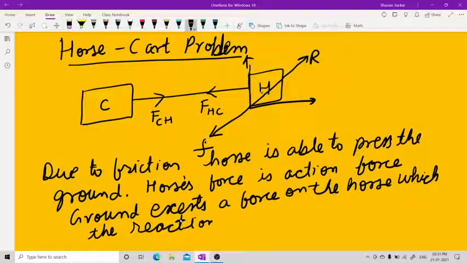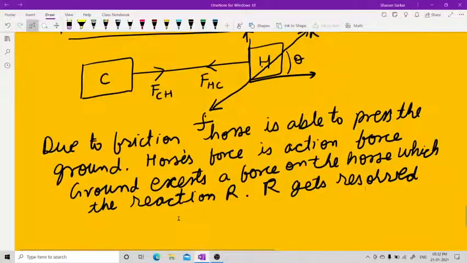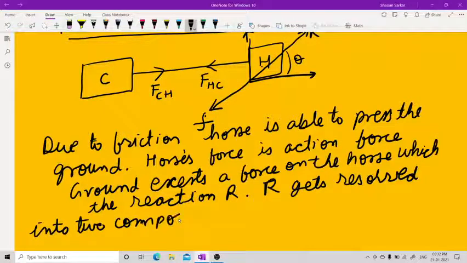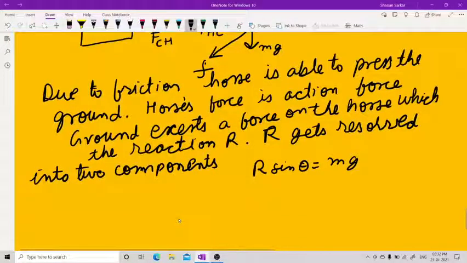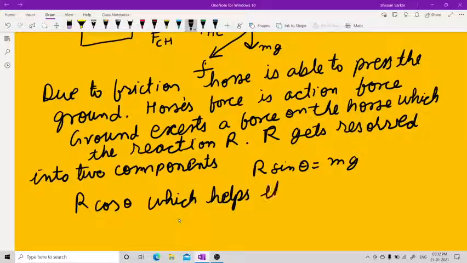Now you see reaction R. Now this angle is theta. You already know this, the R gets resolved into two components. The first component is the R cos theta component, and this side is the R sin theta component. Now, the R sin theta balances the weight of the horse, and it is the R cos theta component which helps the cart and horse to move.